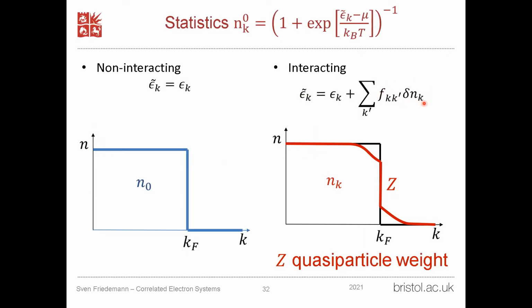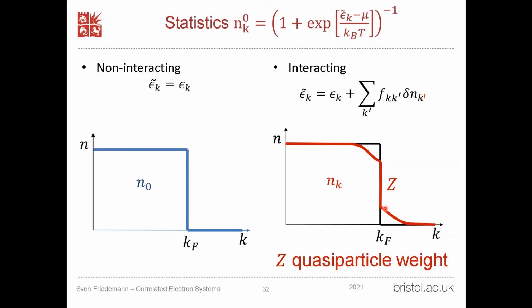times whatever states you've got. Sorry, that should be a k prime up there. So the energy of state k depends on all the other states k prime and these interaction strengths. That means states above the Fermi energy can be lowered in energy, and hence they will become occupied. We still plot them versus k, but they depend on states at k prime as well.